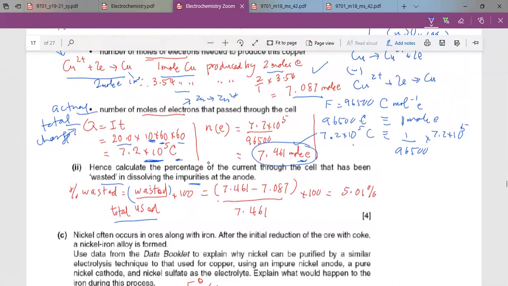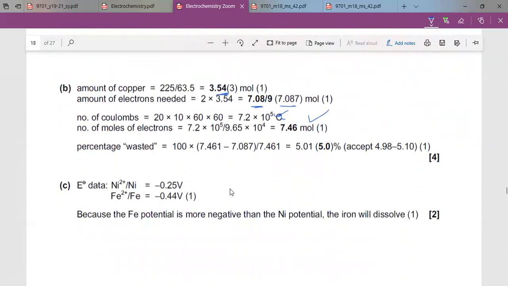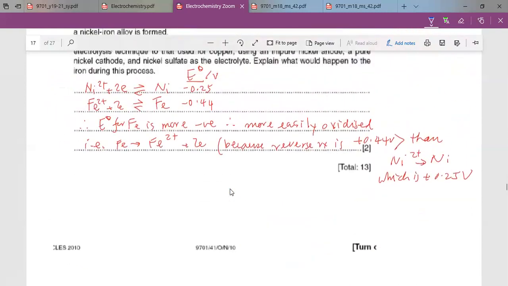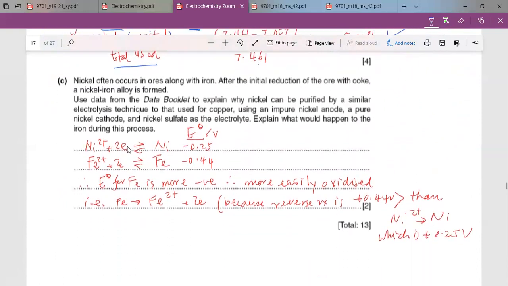So this is the total number of moles of electrons used. This was the one used to deposit the copper. So this minus this will give the amount of moles of electrons that is used to dissolve the zinc or whatever, chromium, whatever, okay? So this one over this one times 100 is 5.01%. See, okay, simple thing. So they use all these methods to solve the whole thing.